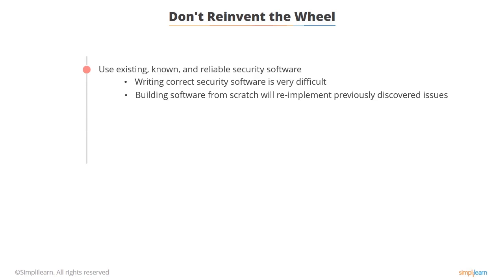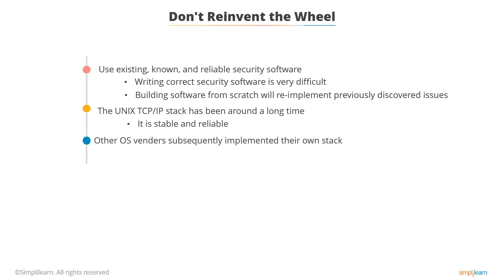To give an example, take the Unix TCP/IP stack. It's been around for a very long time. It's very stable and very reliable. Later operating system vendors have actually re-implemented the stack themselves, and they rediscovered many problems which had been detected and solved many years ago by the Unix environment.